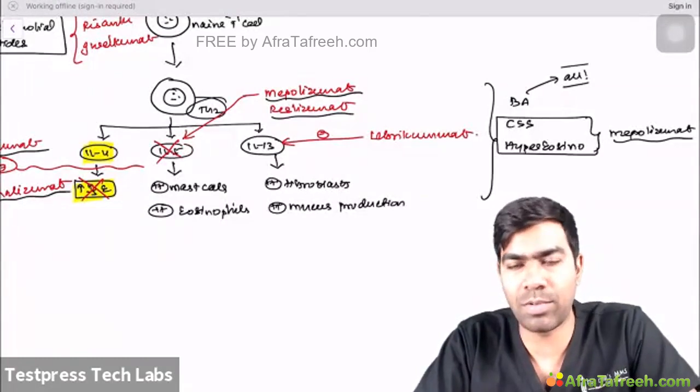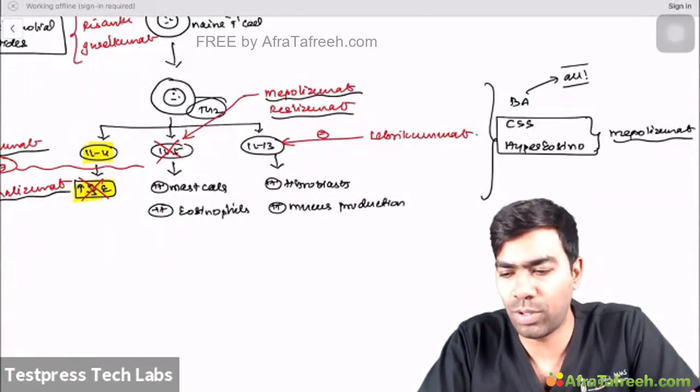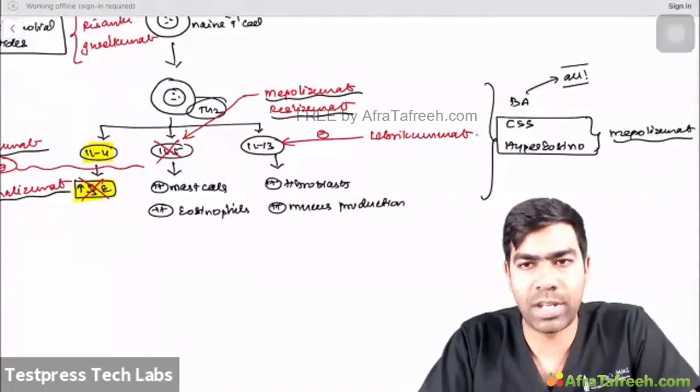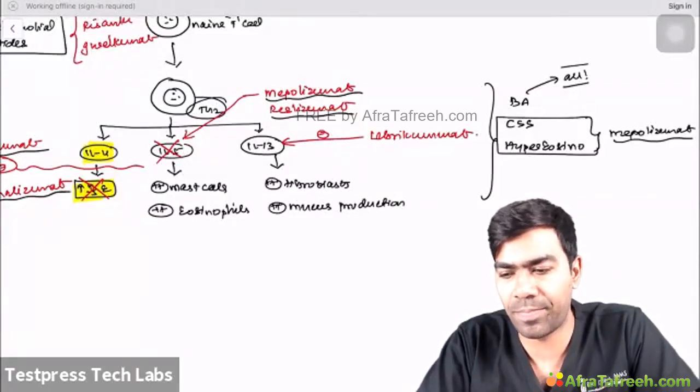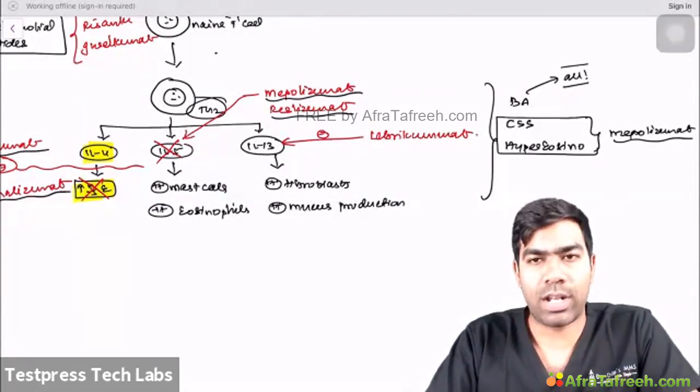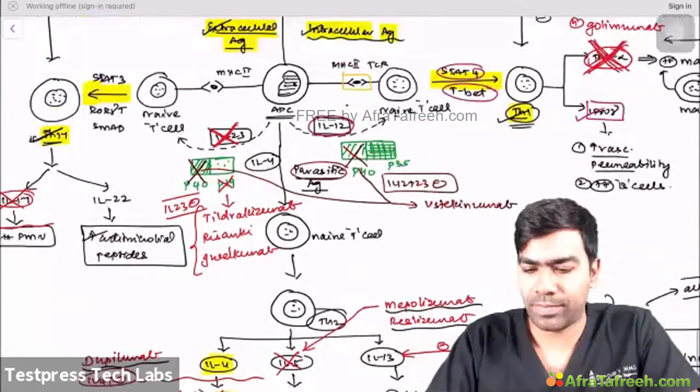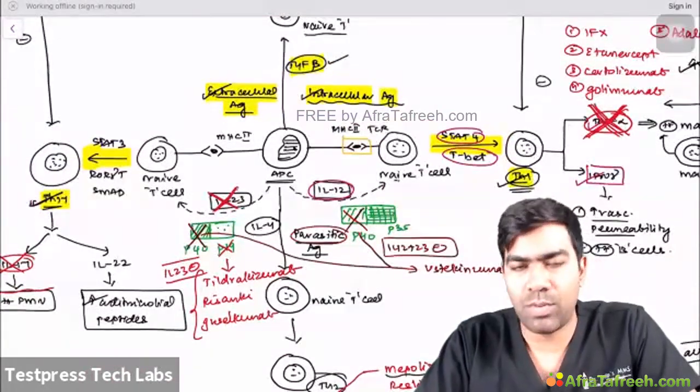Even though by the time you write NEET exam, it might get approved, I don't know. But apart from lebrikizumab, every single drug, whatever I told you in this, have been approved for treatment in bronchial asthma patients. So then what else is there?